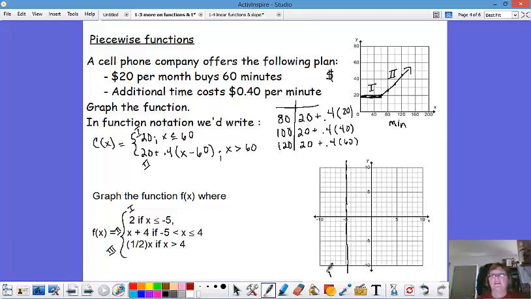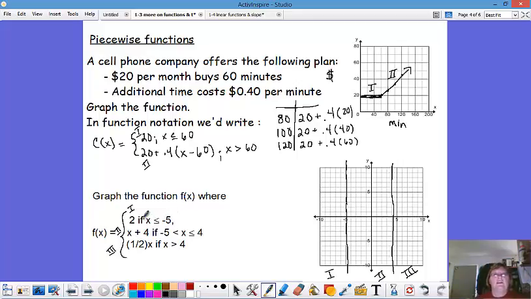So this is going to be my first piece. The second piece goes from -5 to x of 4. Here's that second piece. And then the third piece is anything beyond 4 or x above 4. All right, let's see if we can't graph this.